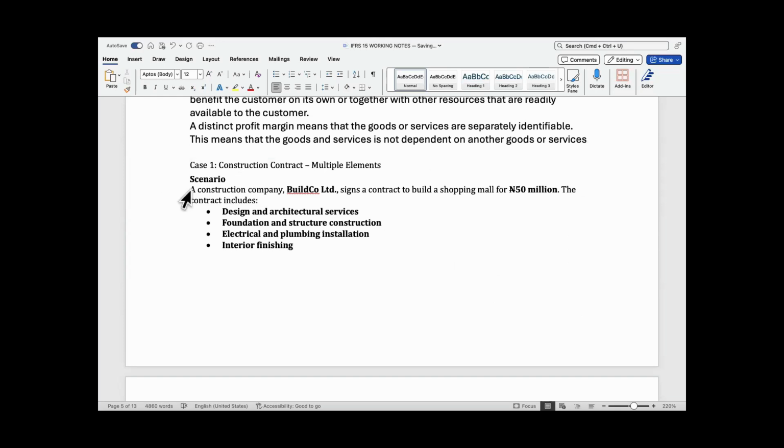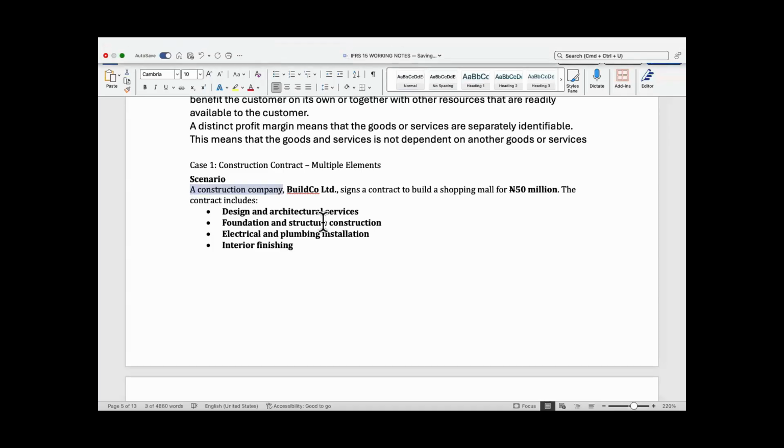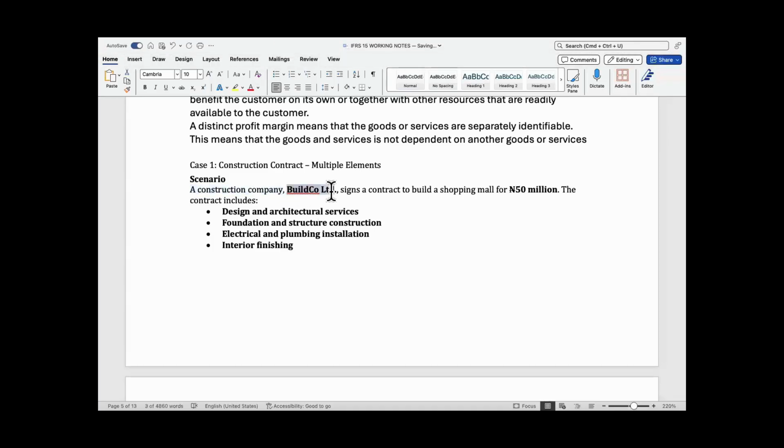Scenario one. We have a construction company, Buildco Limited, that signs a contract to build a shopping mall for 50 million. The contract includes design and architectural services, foundation and structure construction, electrical and plumbing installation, and interior finishing.